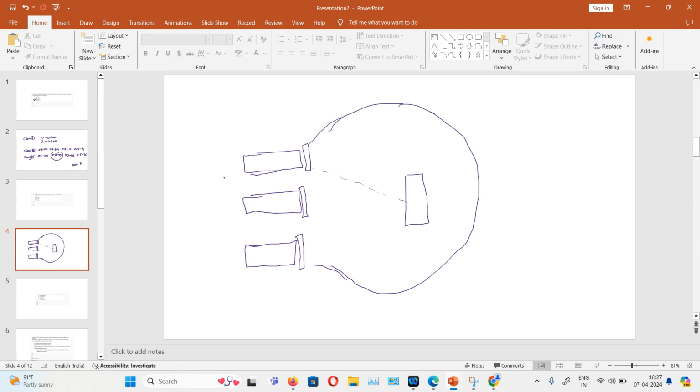So the normal molecular beam epitaxy has a mean free path of 5 into 10 raised to 6 centimeter. This will be equal to 5 into 10 raised to 6 into 10 raised to minus 2 meter, so 5 into 10 raised to 4 meter, or 50 into 10 raised to 3 meter.